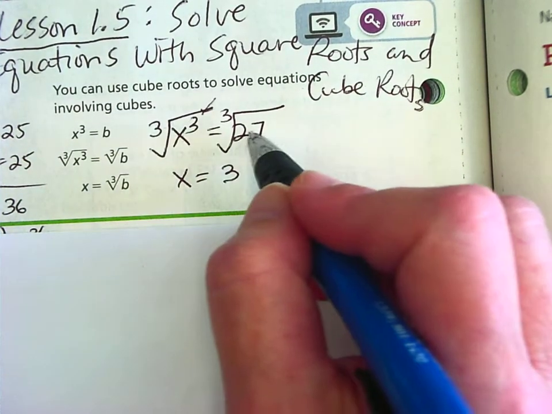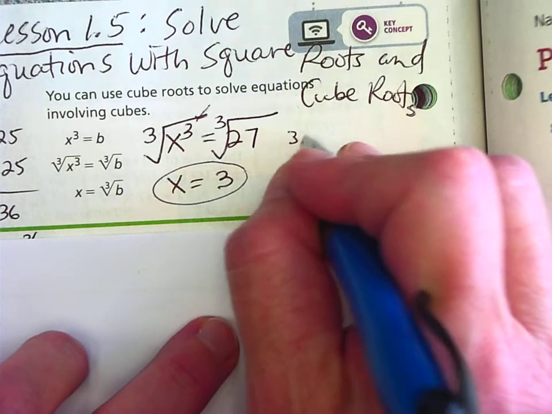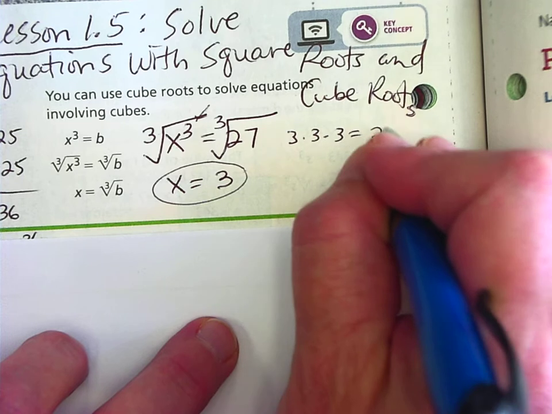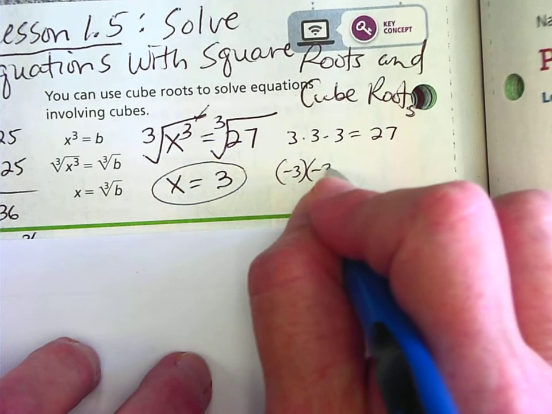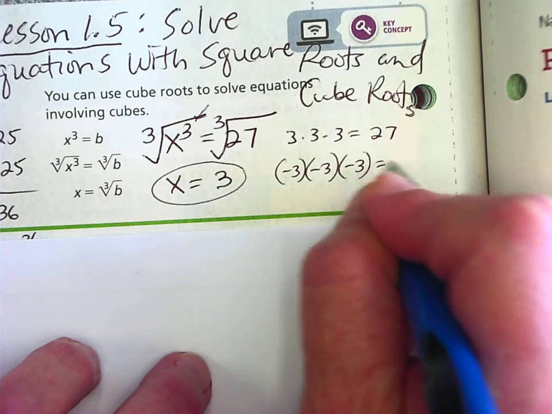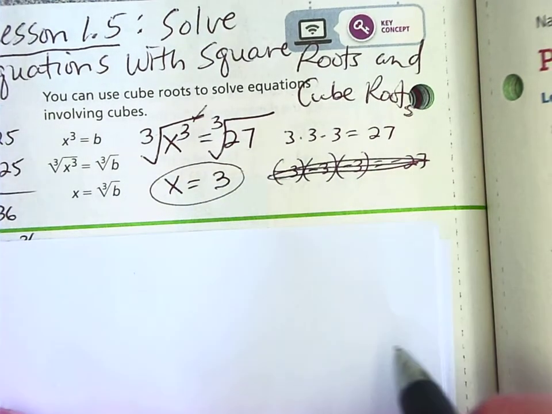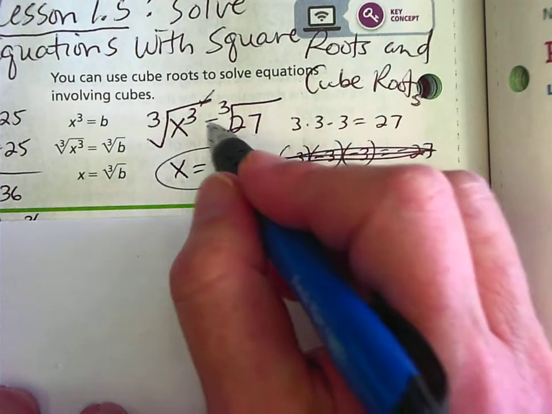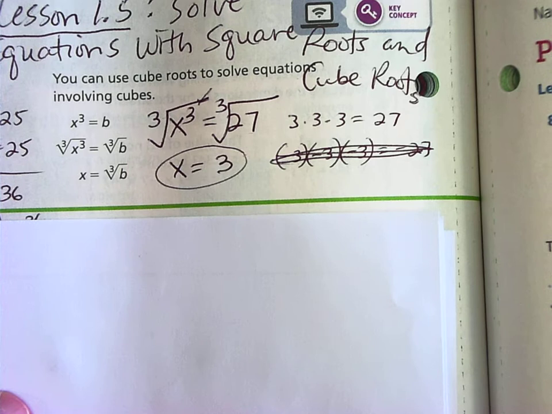Just positive 3, because this is positive 27. So 3 times 3 times 3 is positive 27. Now, if you try to do that with negative 3 times negative 3 times negative 3, that is negative 27, and that's not what we have. So the negative does not work in this case. Cube root just keeps the sign that is in the number inside your cube root sign.